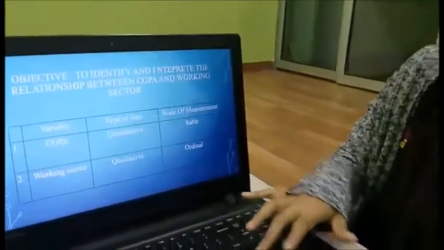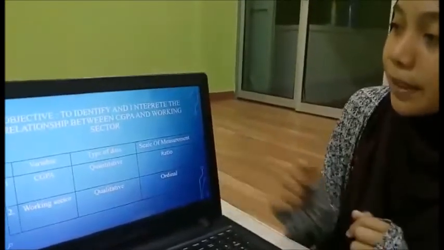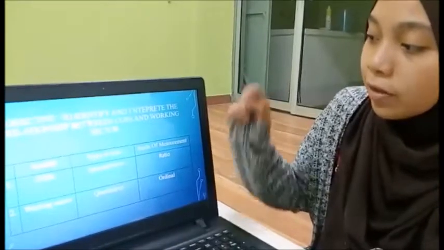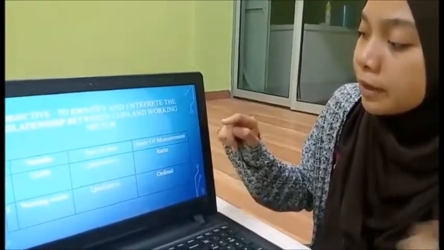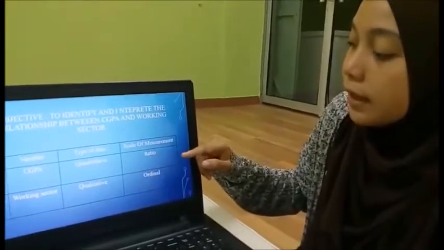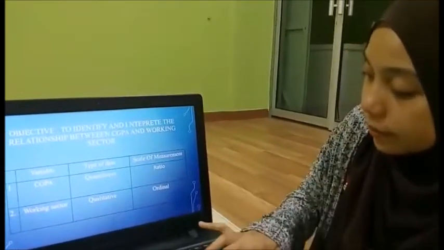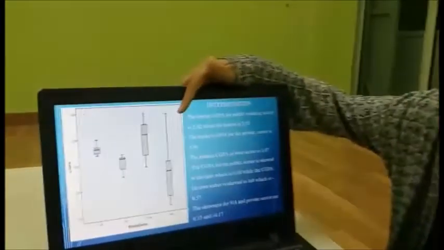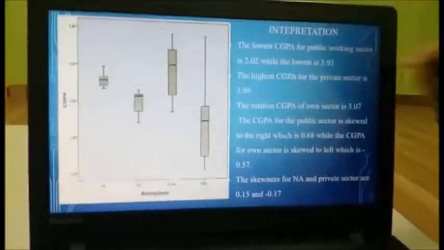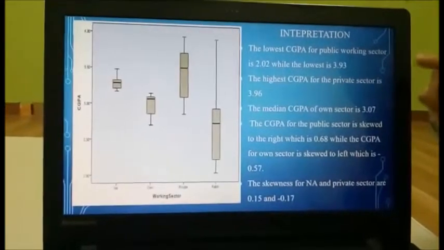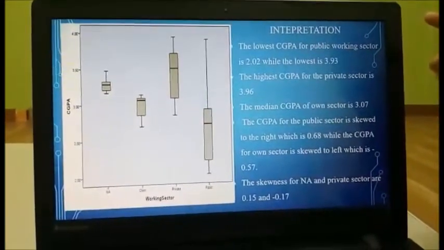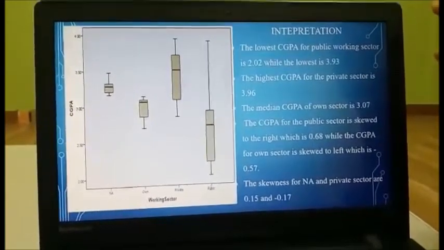Okay, next is to identify and interpret the relationship between CGPA and working sector. CGPA is quantitative data, the scale of measurement is ratio, and working sector is qualitative data and it is ordinal. Okay, from the box plot we can state that the lowest CGPA for public working sector is 2.02 while the lowest is 3.93.